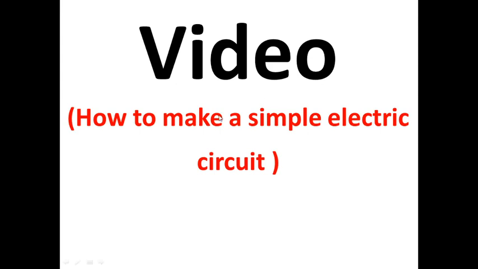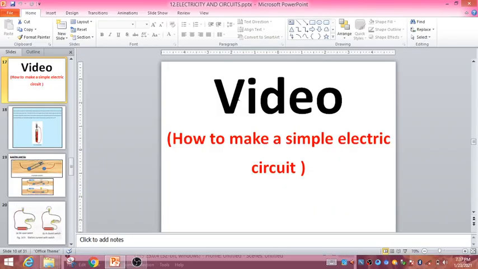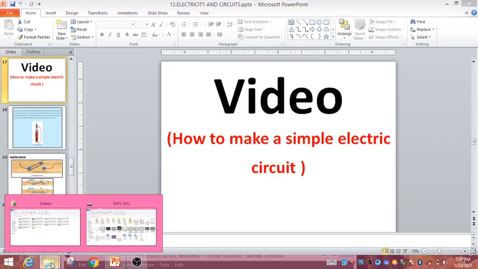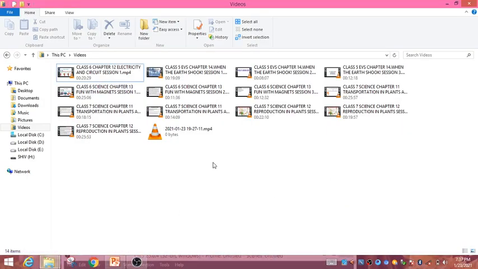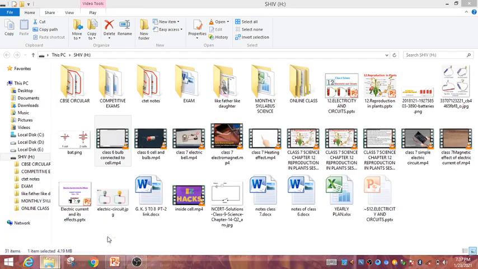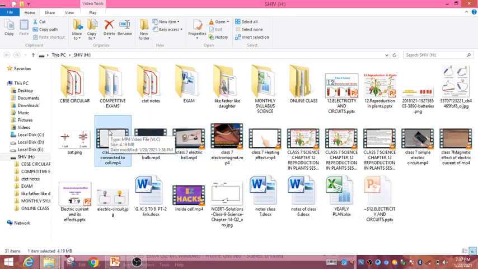Okay, now we will see one video on how to make a simple electric circuit. This you can also do, but under observation only. A bulb connected to the cell. First we will see that video and then we will see a simple electric circuit.